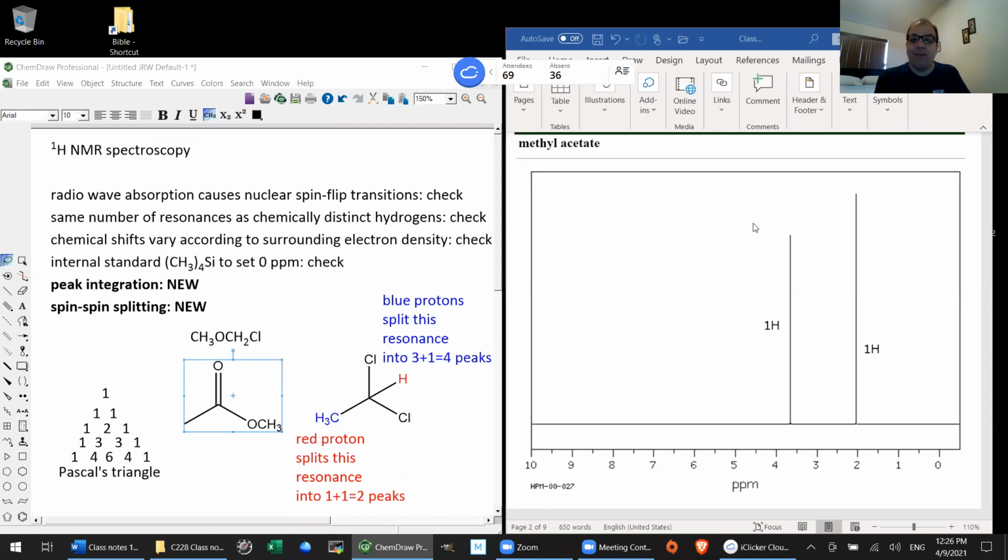I should also mention all of these spectra in the class notes are from that one website that I recommended to you guys. Don't be intimidated that it comes from Japan. There is an English version. I think the link I gave you will take you to the English version.